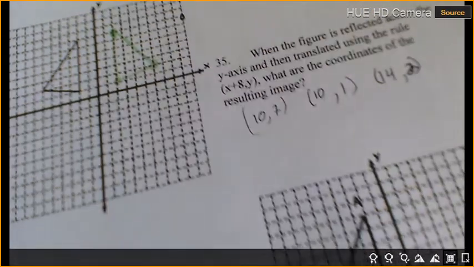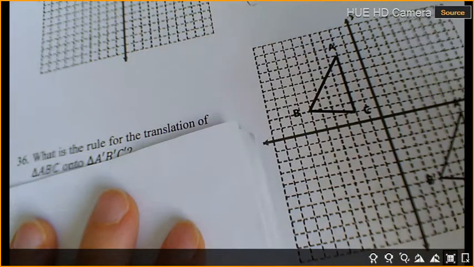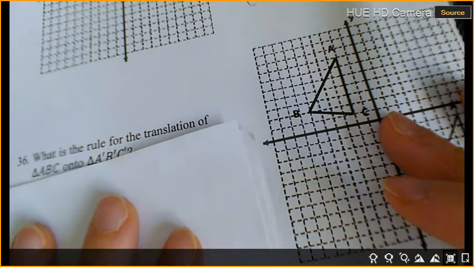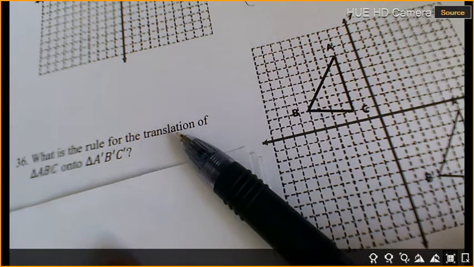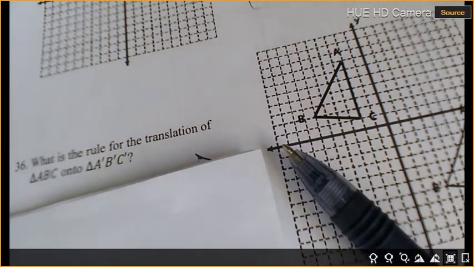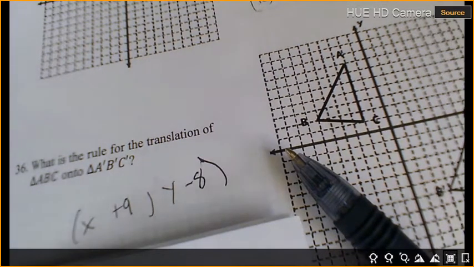36. How am I going from here to here? From A, B, C to A prime, B prime, C prime. What'd you guys do? It says it's a translation. So that means how much did I move right or left? How much did I move up or down? Yep, so I moved over 9, so x plus 9, y minus 8, because I moved down 8. So I moved to the right 9, down 8. X plus 9, y minus 8.